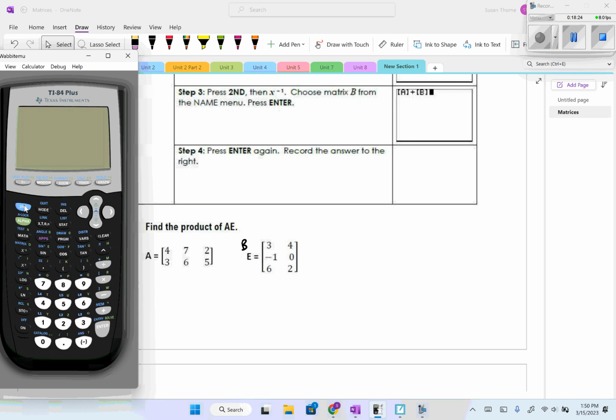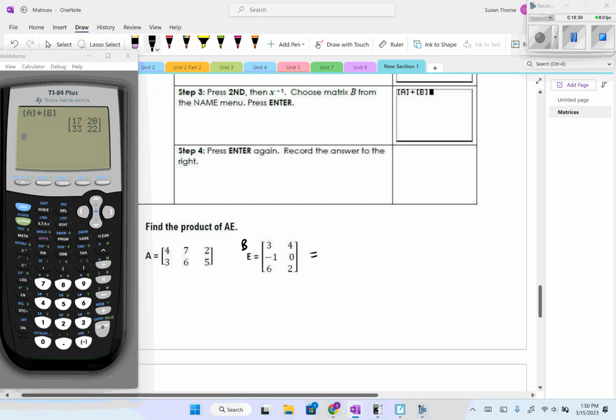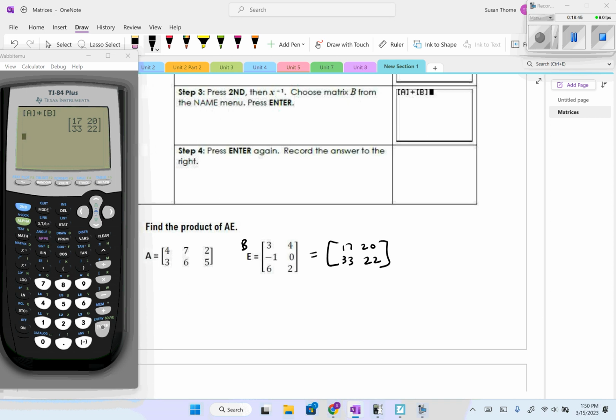And so I'm on my home screen. I'm going to do matrix A, the name of that, times that. You can put the multiplication symbol if you want, but you don't have to. And matrix E for me is in matrix B. When we multiply that, the answer matrix is 17, 20, 33, 22. So again, this was a 2 by 3, and this is a 3 rows by 2 columns. So that's why we can multiply it, and then our product matrix is a 2 by 2. So notice this is 2 by 2.